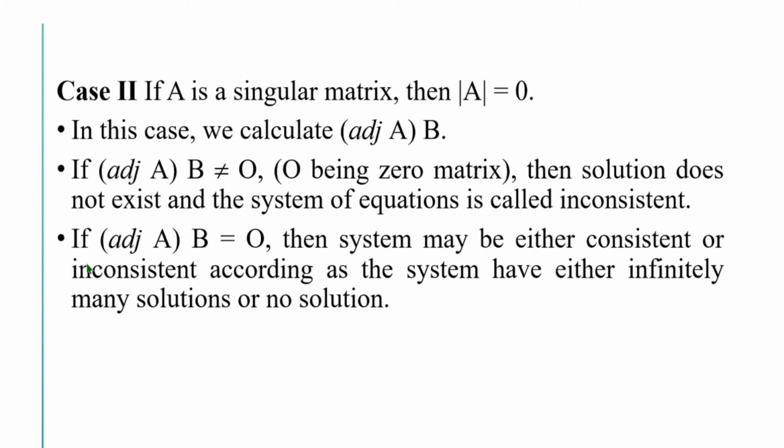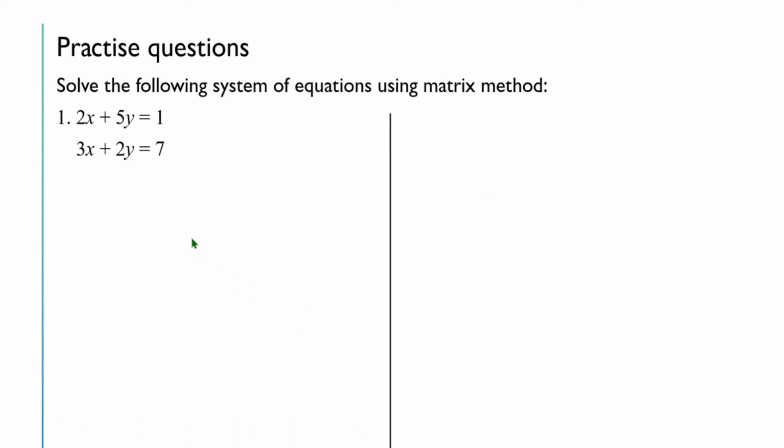On the other hand, if adjoint of A into B is equal to O, then the system may either be consistent or inconsistent. If the system is consistent, then the system will have infinitely many solutions. If the system is inconsistent, it will have no solution. Now we will see some examples.